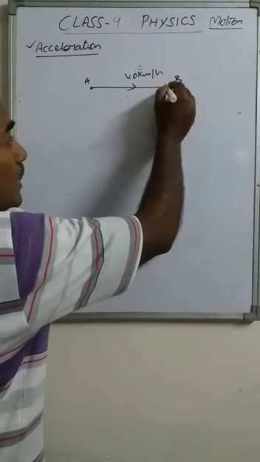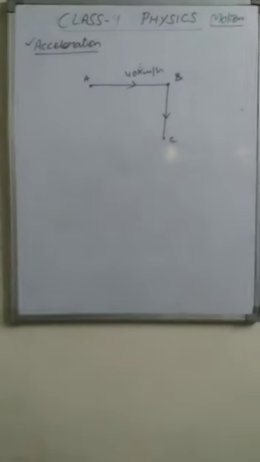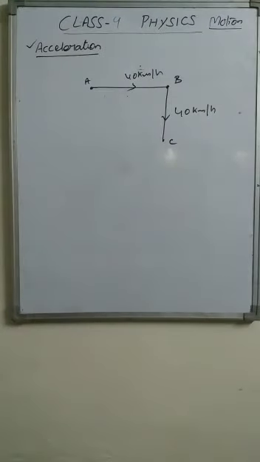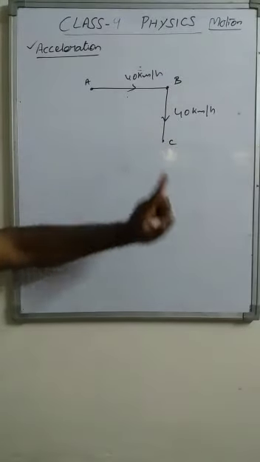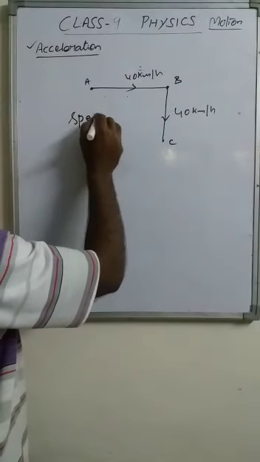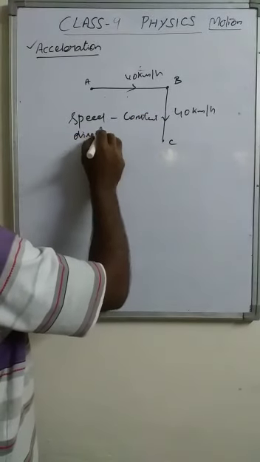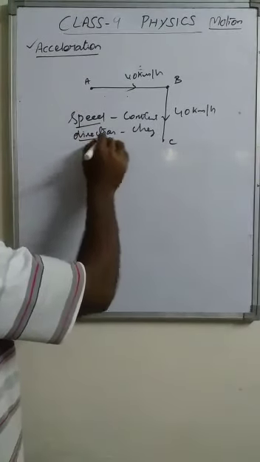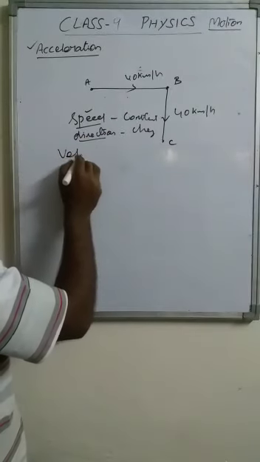From the point B, it turns towards this side, to point C. And here also its speed is 40 km per hour. Now you see, in this direction the speed is 40 km per hour, and changing the direction the speed is same. Here the speed is 40 km per hour, that is constant. But what is changing? Direction is changing. So by combining these two, speed and direction, that is magnitude and direction, we get the velocity.